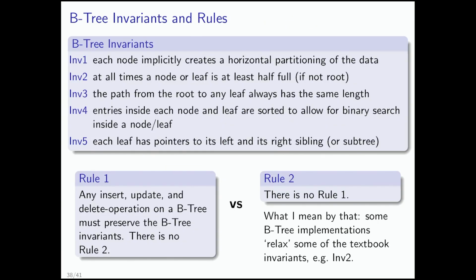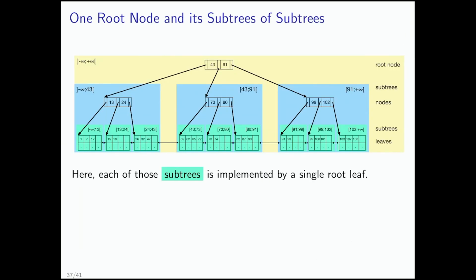So the B tree has a couple of interesting invariants. Each node implicitly creates horizontal partitioning of the data. Check, we had that. At all times, the node or leaf is at least half full. That's a rule. The path from the root to any leaf always has the same length, so it's a perfectly balanced tree at all times. There are maintenance algorithms that make sure that is true at all times. It's a perfectly balanced tree, similar to what you learn about in red-black trees.